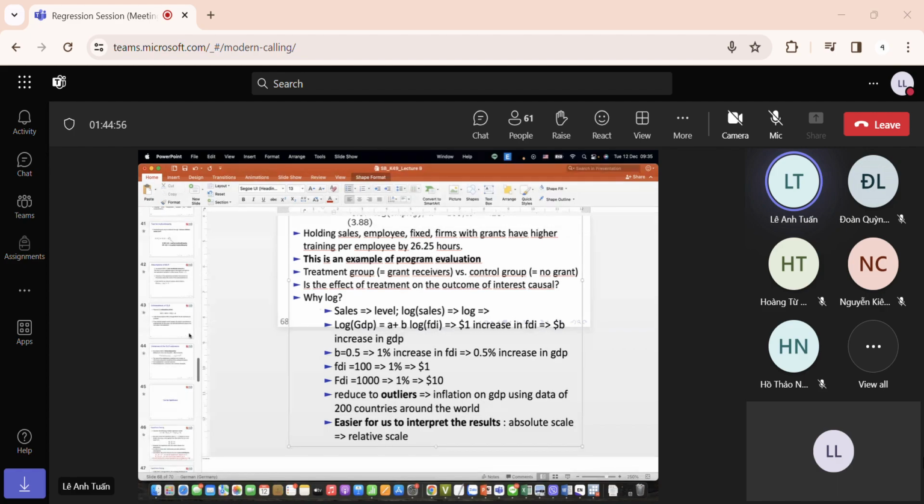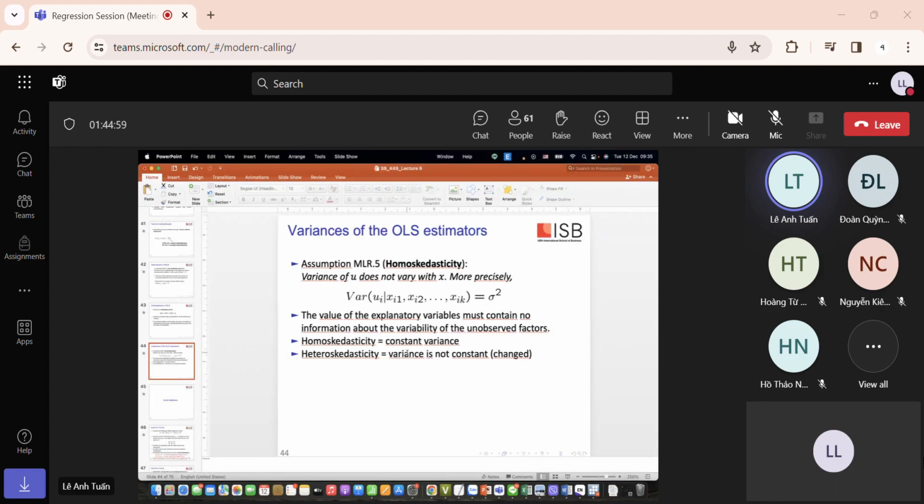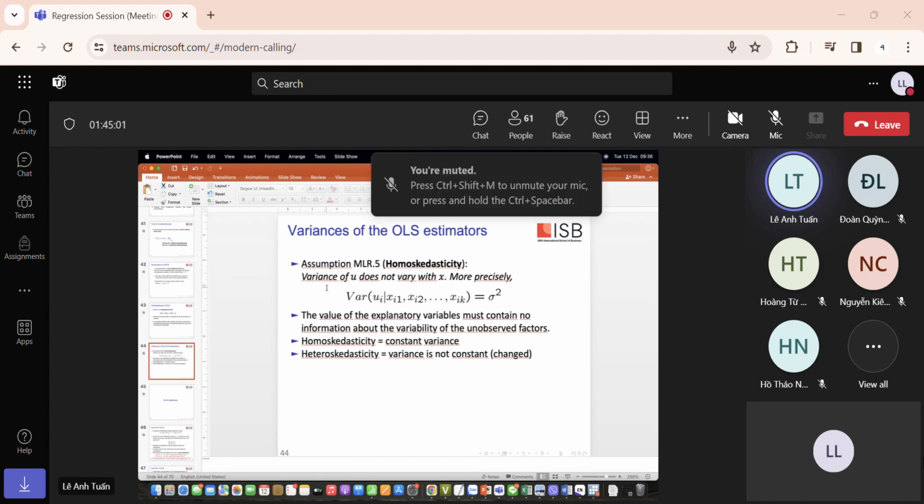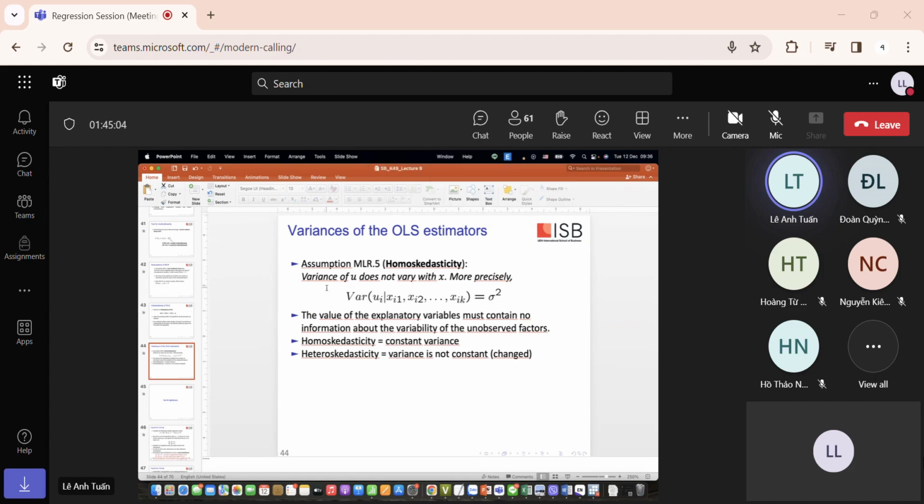You remember homoscedasticity, right? Homoscedasticity says that the variance of U does not vary with X, right? That means when we change the values of the independent variable, the variance of the residual does not change. And this is one assumption of the OLS model. This assumption makes the coefficient unbiased, right? And they say in empirical work that sometimes, if you take the log of one variable, you can get homoscedasticity.